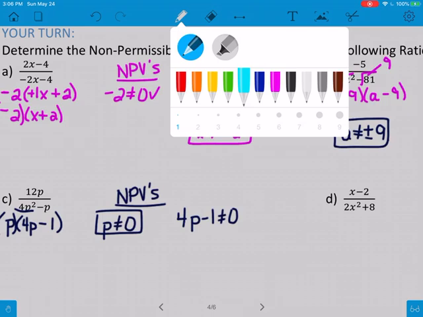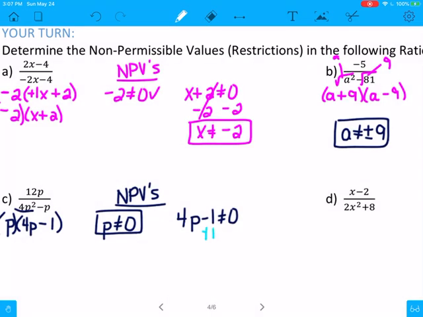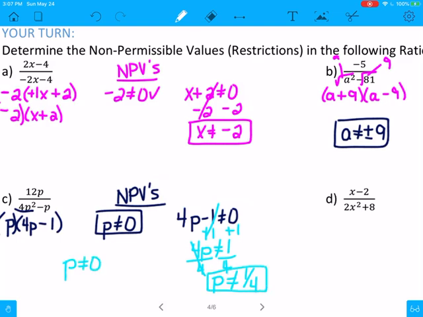And I'm going to solve for p, so I'm going to add 1. So I get 4p equals 1. Divide by 4. P cannot equal a quarter. So we get p cannot equal 0, comma, a quarter.